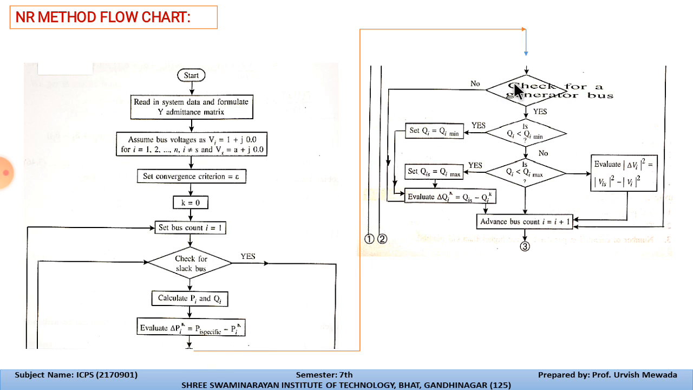And then again we have a condition, that is check for the generator bus, and if yes, then it will follow to calculate the reactive power of the system. So is Qi less than Qi minimum? This is the condition. If it is yes, then set Qi equal to Qi minimum, and it will evaluate again the reactive power for the kth iteration, and it will go to the advanced bus count i is equal to i plus 1. So this is how we can remember the flow chart of the NR method.